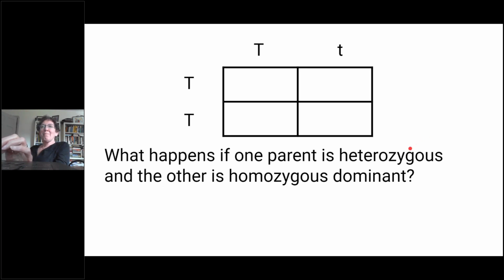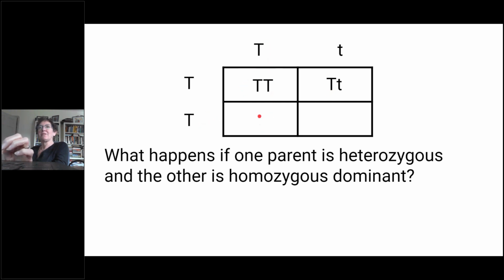What happens if one parent is heterozygous and the other is homozygous dominant? So here's our heterozygous, straight, a capital T and a lowercase t. So one dominant gene, one recessive gene. And this one is homozygous, and it has two dominant genes. So again, we multiply capital T times capital T and get capital T, capital T. We multiply capital T times lowercase t. There's our genotype.